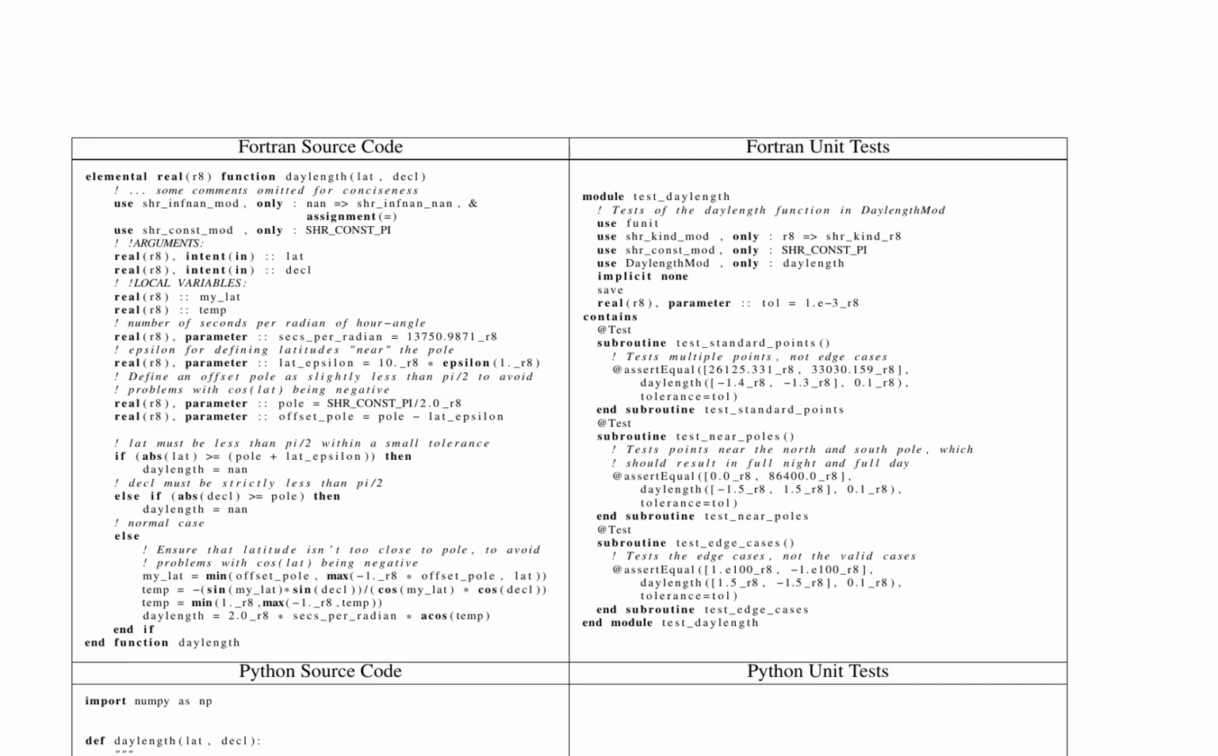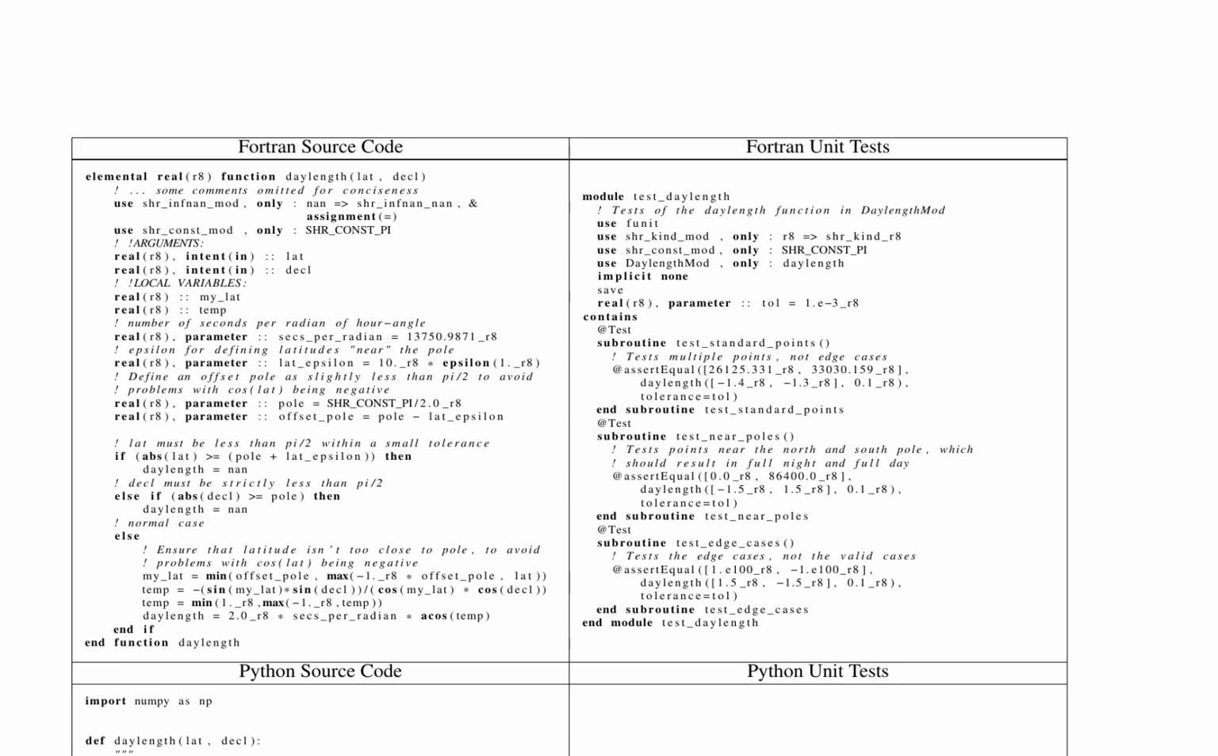The provided source code and unit tests are for a function that calculates the length of daylight given latitude and solar declination. The function is implemented in both Fortran and Python, with corresponding unit tests for each language. The Fortran version of the function, named daylength, calculates the length of daylight in seconds. It first checks if the latitude or declination angles are too close to the pole, which could cause computational issues due to the cosine function. If this is the case, it returns nan, not a number. For valid inputs, it computes the daylight length using trigonometric functions and returns the result in seconds.